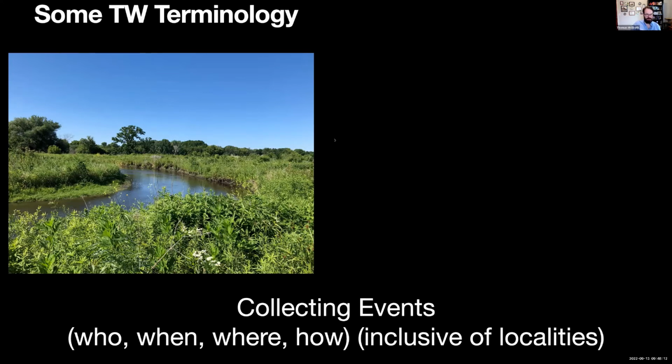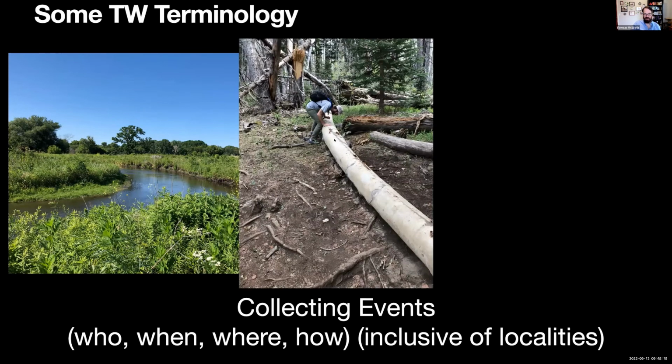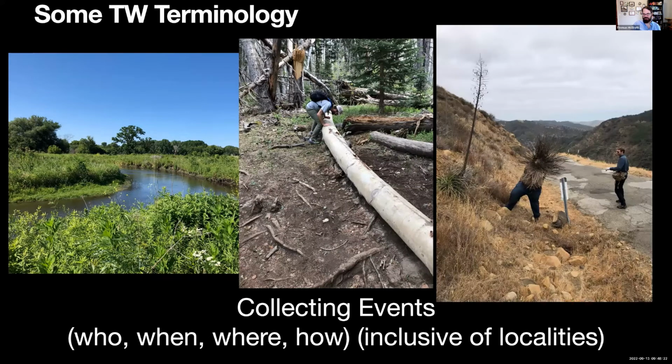So for example, there's this beautiful Illinois prairie, restored prairie next to a river. That's a collecting event. There's me collecting from a log. That's a collecting event. There's this weird human and yucca plant hybrid. That's another collecting event. So this is where different specimens came from that are now in the collection. And you can add these images to collecting events in TaxonWorks.